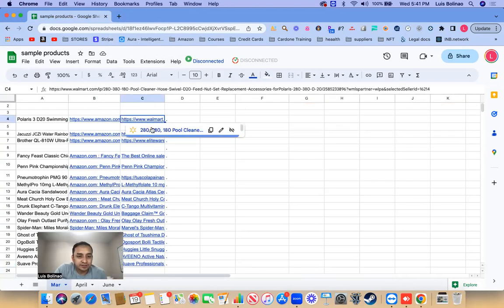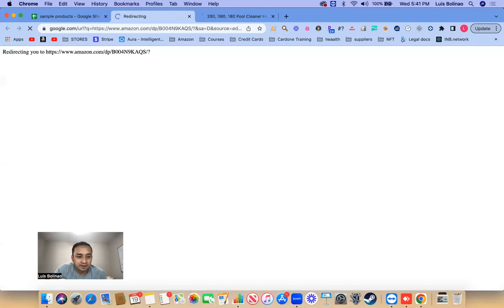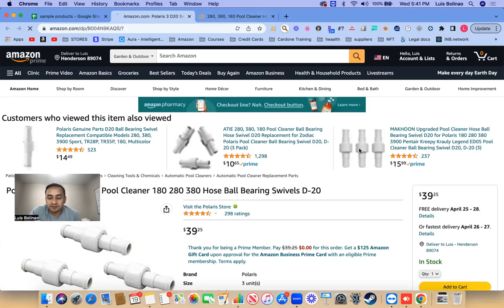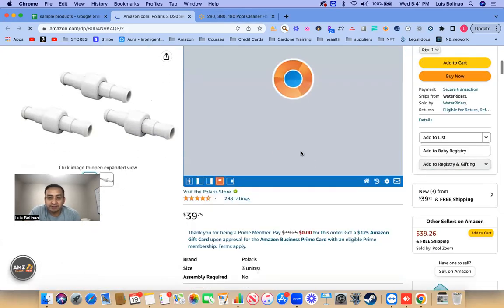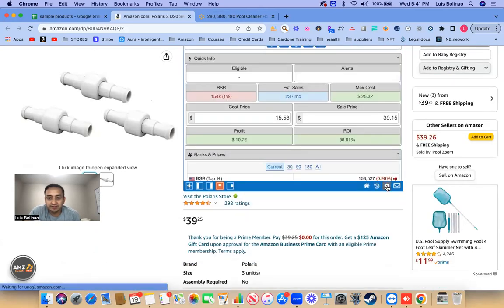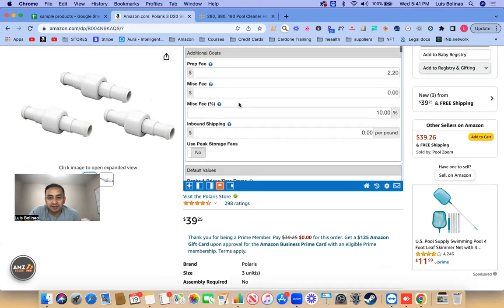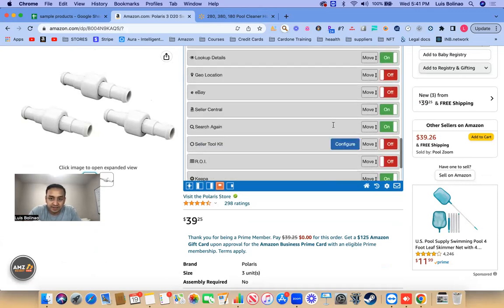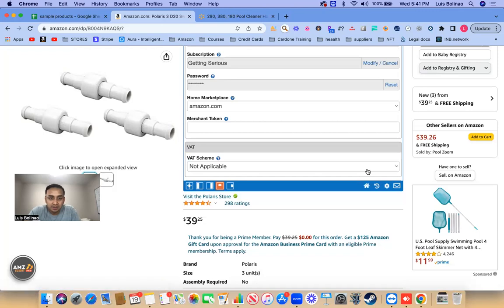All right, product research. Again, if you're new, go to your seller app first, and then go to settings. Put your prep fee here under additional costs. So it's $2.20, because we're paying $1 for Amazon shipping fees and $1.20 for prep fees. And then for miscellaneous, I would put 10% for taxes. From here, you click on save, and then refresh.